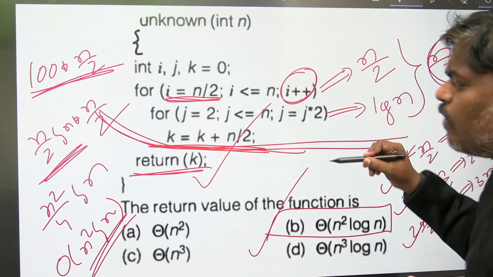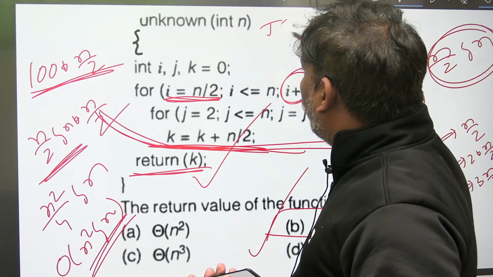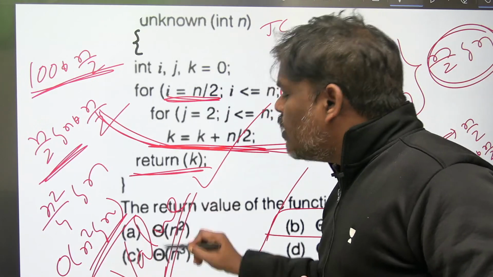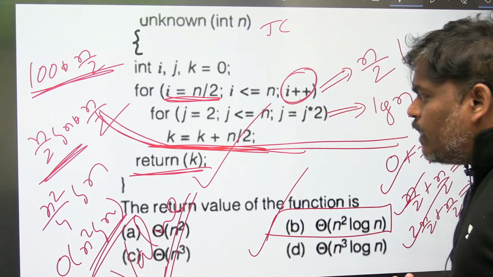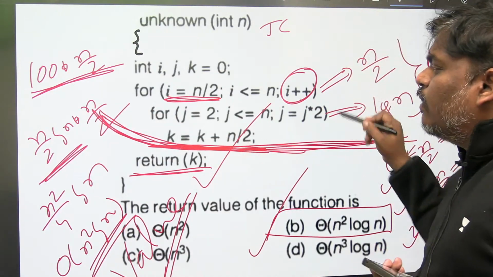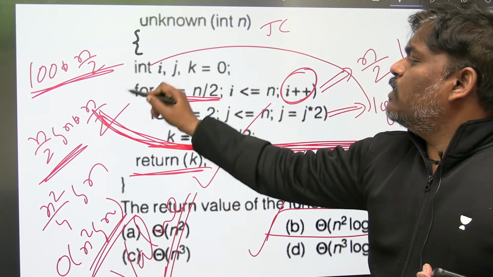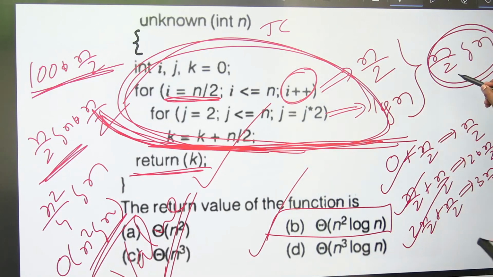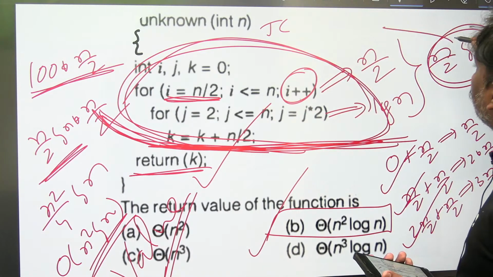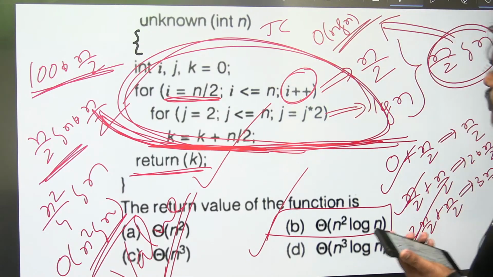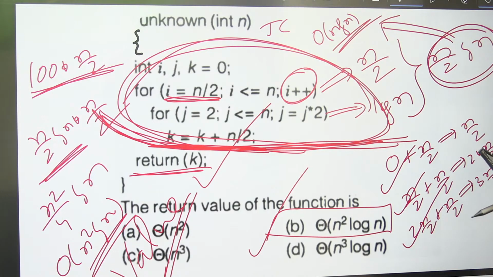Can anyone help me? What is the time complexity of this program? This is the value. Can you say what is the time complexity? Time complexity means we don't bother what you are adding. Time complexity means how many times the loop runs. How many times? n by 2 log n times. What is the answer? Time complexity is n log n.